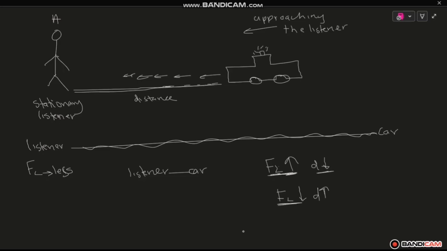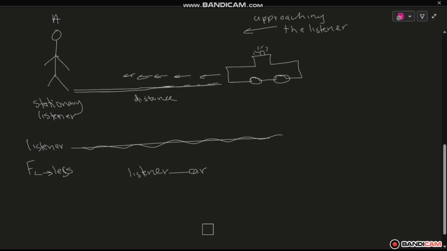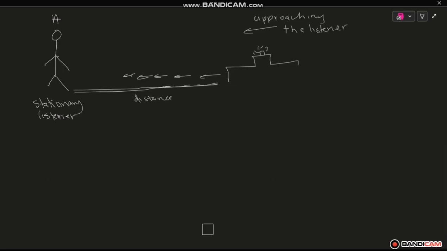So if FL decreases, it means that D increases. If FL increases, it means that the distance decreases. I hope it makes sense. When FL increases and the distance decreases, that's towards. Then if FL decreases and the distance increases, that's away.